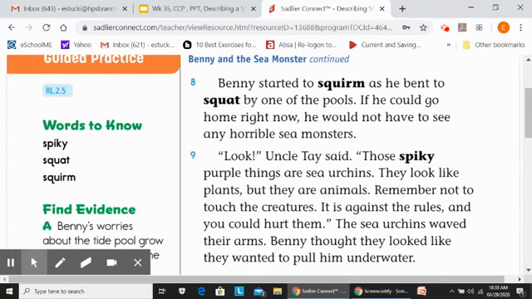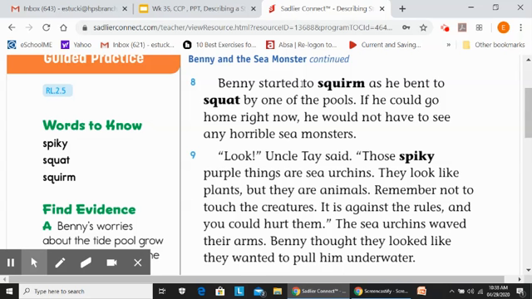Right. Benny started to squirm as he bent to squat by one of the pools. If he could go home right now, he would not have to see any horrible sea monsters.